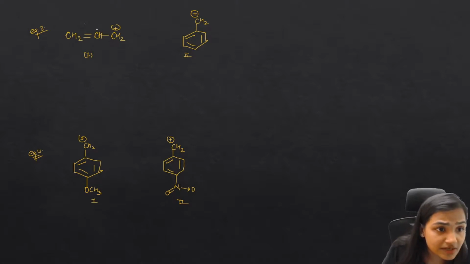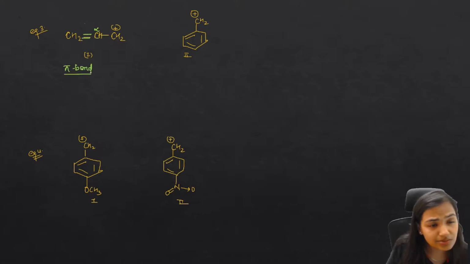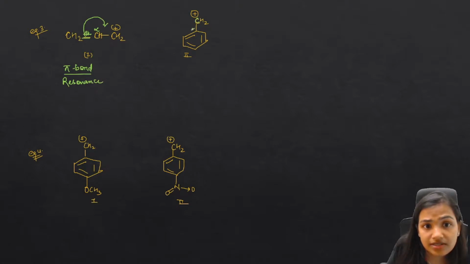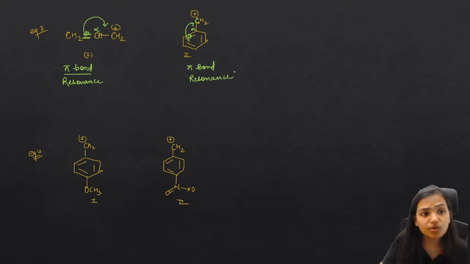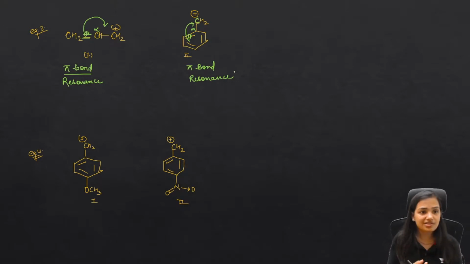If you see the alpha position, what can you figure out? Yes, we have a pi bond. How will this pi bond stabilize this? By resonance. So resonance is the factor working here. Here too, this is a carbocation and this is the alpha position, and who will stabilize this? Again, the pi bond. Pi bond means the effect would be resonance. In both cases I have a resonance effect. Now how do we identify which is more stable?